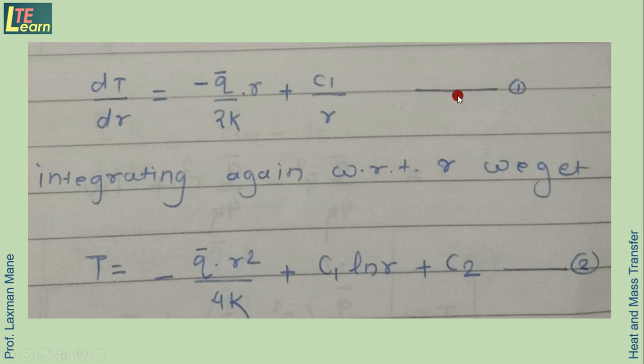So integrating this equation 1 once again with respect to r, we find the integration of the left side dt by dr is temperature T. On the right side, minus q by 2k as it is. Integration of r is r square by 2. So this r square by 2, with this earlier 2, becomes 4 times k, plus the integration of c1 upon r, which is c1 into the integration of 1 upon r, which is ln, natural log of r, plus c2. This is equation number 2.